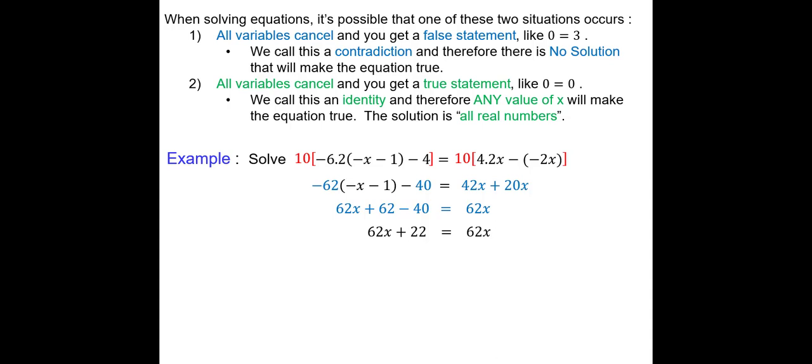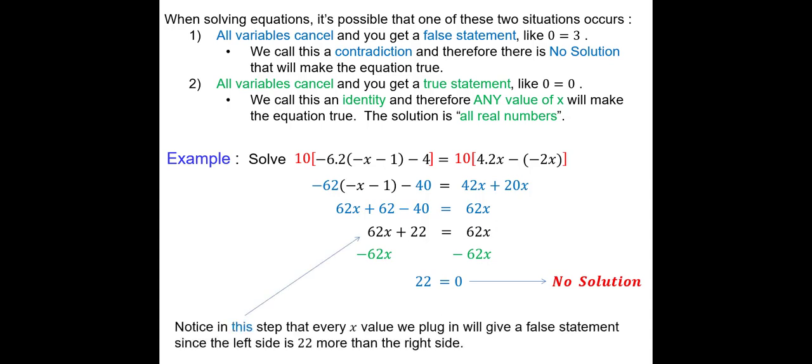Now remember that at this point we're trying to subtract the variables onto one side. So if we move the 62x from the left side onto the right side, notice that it cancels from both sides. And we're left with 22 equals 0. This is when we can recognize that there's no solution to this equation. The reason is 22 does not equal 0. That's a false statement. And secondly, whatever we plug in for x would cause me to get a false statement.